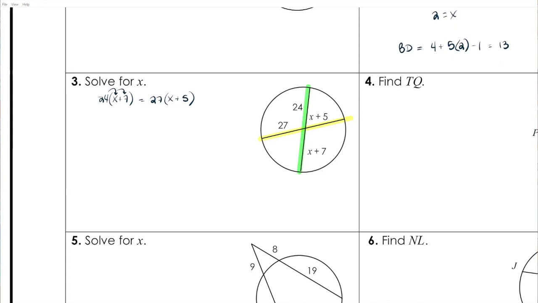Distribute. 24x plus 168 is 27x plus 135.